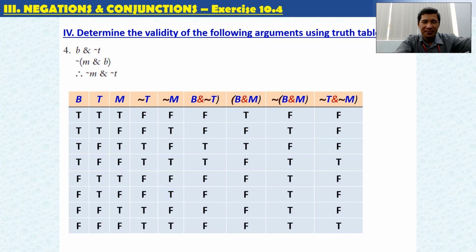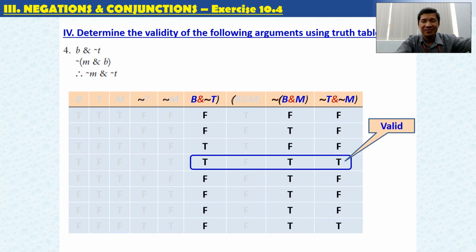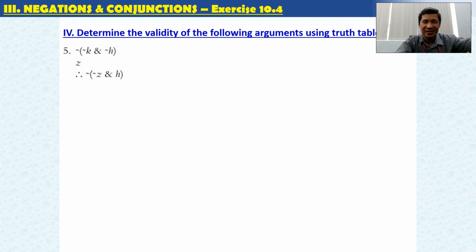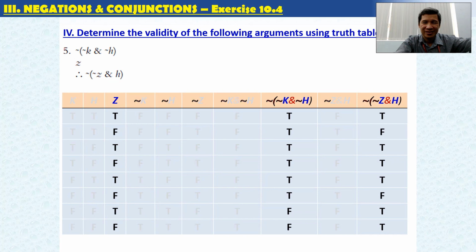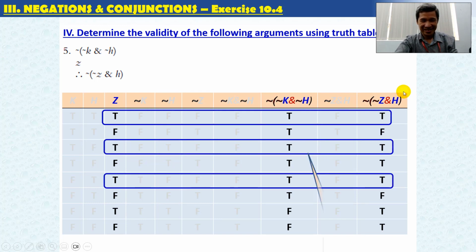Number 4. Valid. Yeah, we have 1, 2, 3, 4, 5, 6, 7, 8, 9. Yeah, I love this one. 10 columns. Okay? Valid.